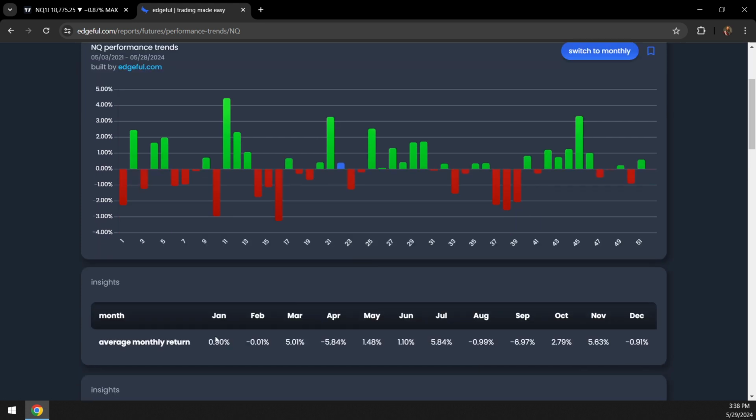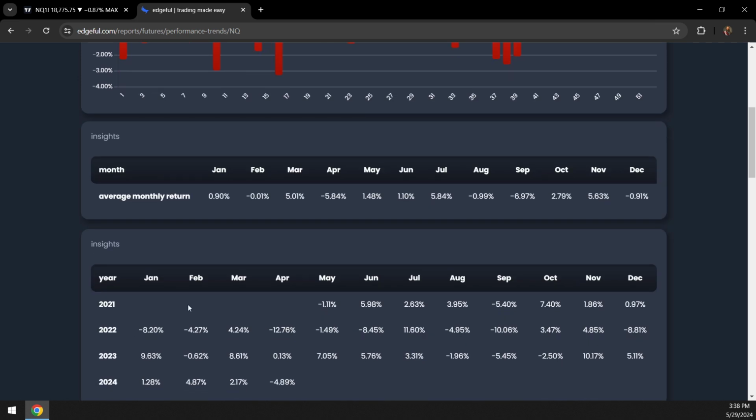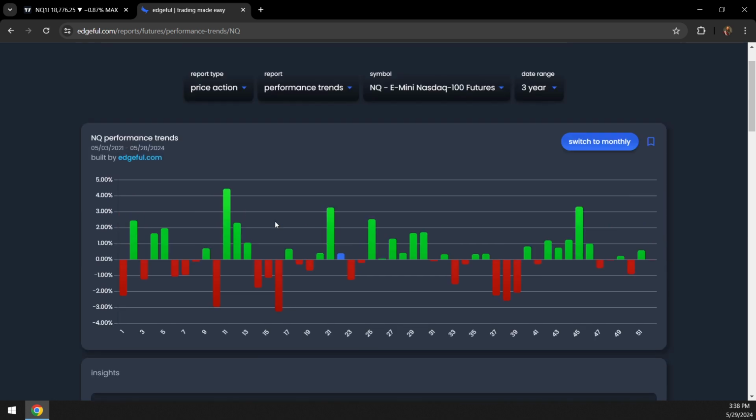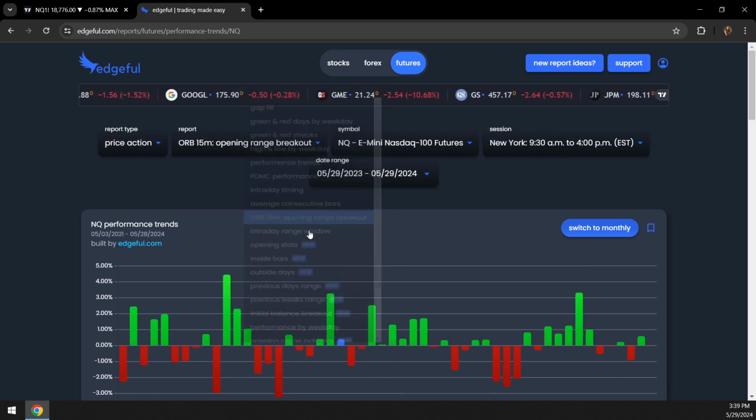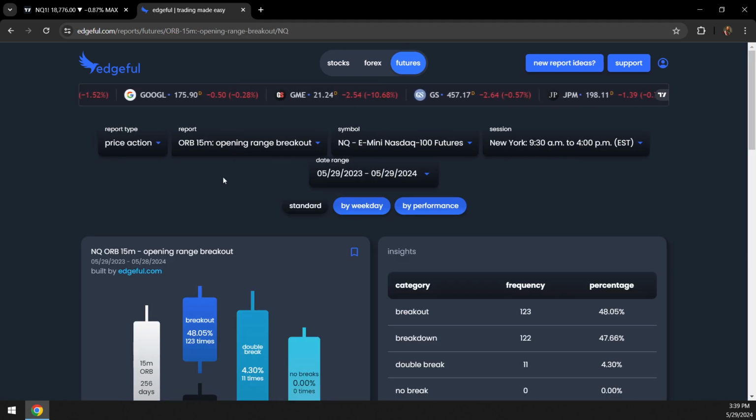Because obviously, if you go back a couple years ago, the post-COVID crash, we had a big run up. After that, we had obviously a big pullback the last year into early 2023. So just something to think about in some of these things. Orb, I want to show you this one.